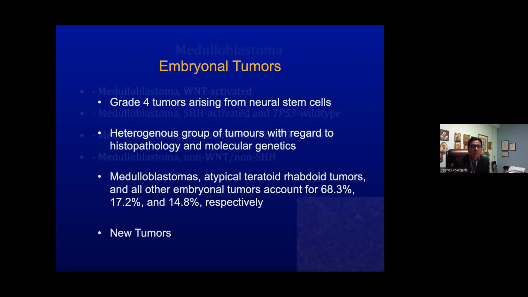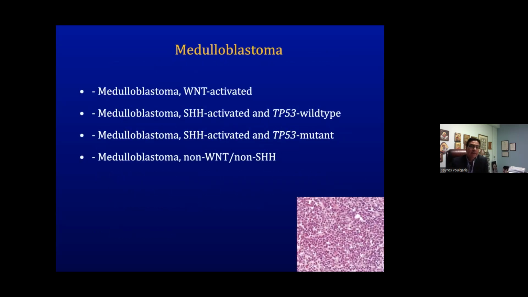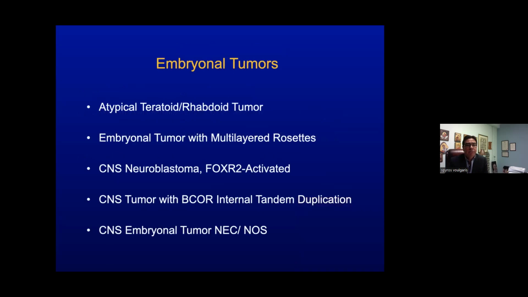There are some new tumors in this category. Here we can see depicted in these slides the medulloblastoma WNT-activated, medulloblastoma SHH-activated and TP53 wild type, medulloblastoma SHH-activated and TP53 mutant, and medulloblastoma non-WNT, non-SHH. In the embryonal tumors, as I mentioned before, we have atypical teratoid rhabdoid tumor, but the four new categories are embryonal tumor with multilayered rosettes, CNS neuroblastoma FOXR2-activated, CNS tumor with BCOR internal tandem duplication, and CNS embryonal tumor NEC.